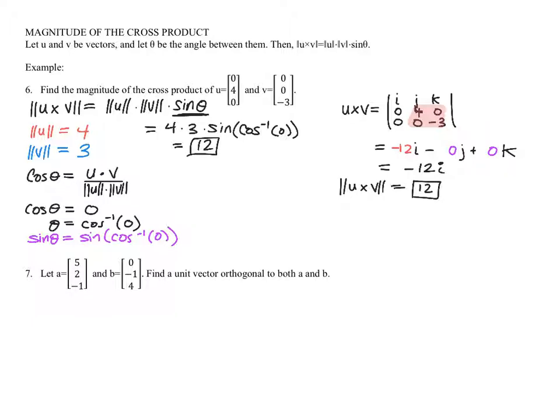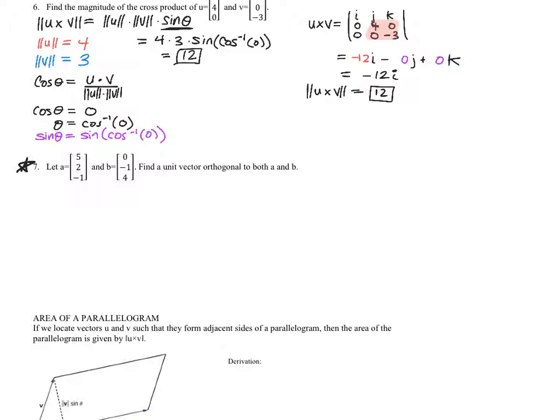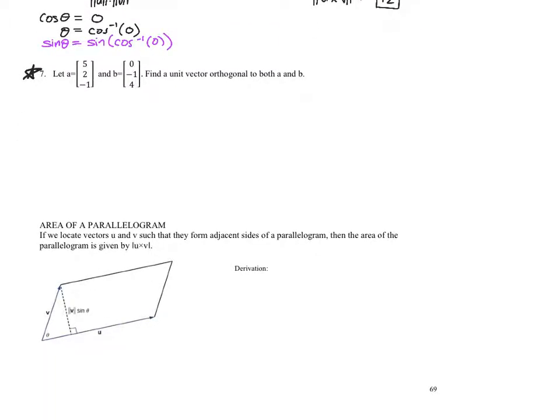All right, so I'll put a star on the next one. And then we'll talk about the area of a parallelogram, because that's all going to kind of tie together with the concept of the cross product. All right, so I have a diagram labeled up for you because I guess you got to start somewhere. If we locate vectors u and v such that they form adjacent sides of a parallelogram, then the area of the parallelogram is given by the magnitude of the cross product between u and v.